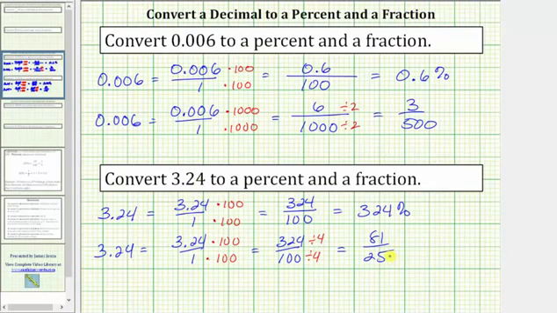I also want to mention, using place value, we read 3.24 as 3 and 24 hundredths. And if we write this as an improper fraction, the denominator is 100, and the numerator is 100 times 3 plus 24, which is 324 hundredths, which we had here, and we know we'll simplify to 81 25ths.